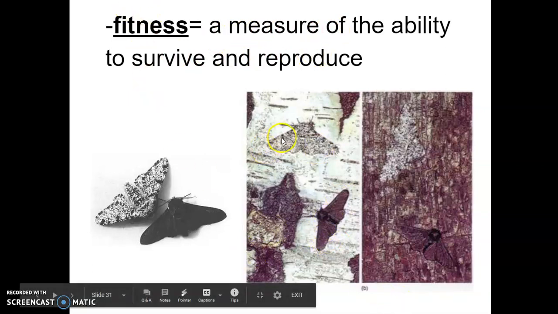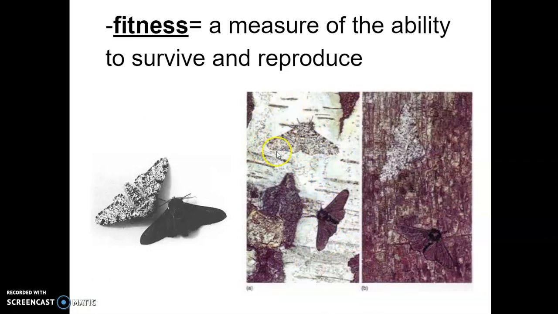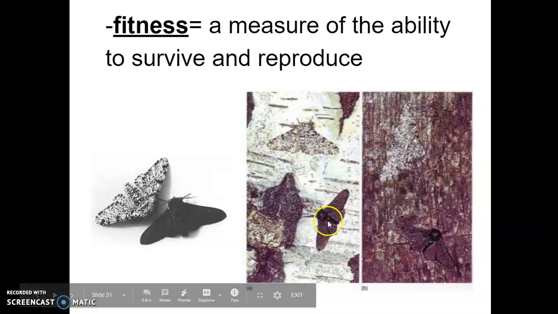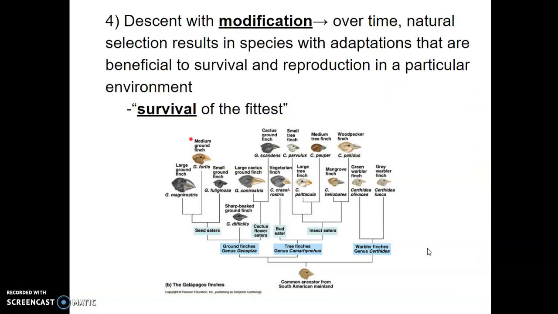Check out the peppered moth right here. We'll look at this one a whole lot more. In this environment, a white and black tree here, this would have a higher level of fitness. It blends in. Low level of fitness with this black one. And then we go to a different environment, they switch spots, right? Fairly easy to see and pick off, a little bit harder to see. So higher fitness level.